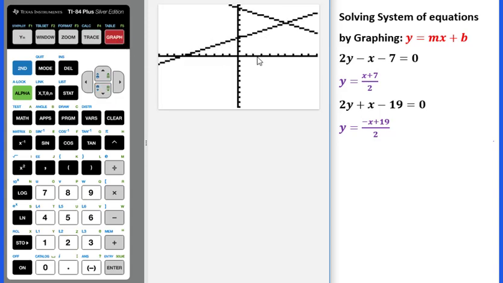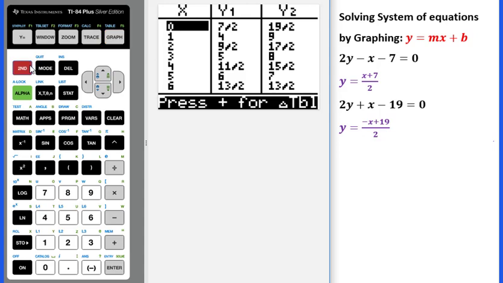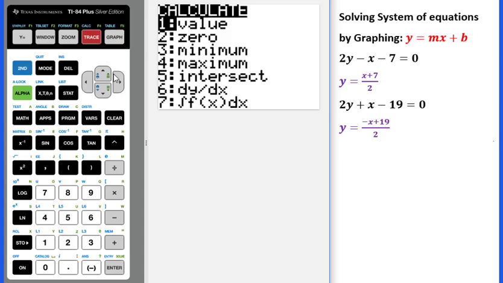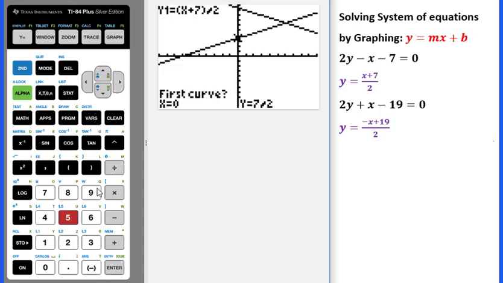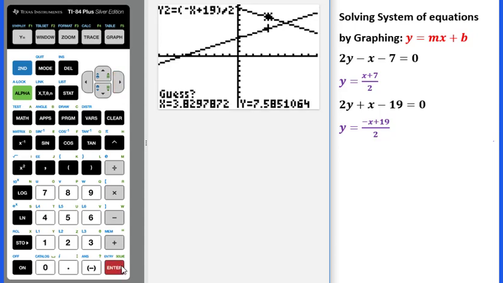We graph. Since this window, you can get this intersection. You don't have to change the window now. So we do second graph. Second trace, not second graph. Go to this 5. Then move the arrow close to this intersection. Then you do enter, enter, enter. Answer will be x equal to 6, y equals 13 over 2.